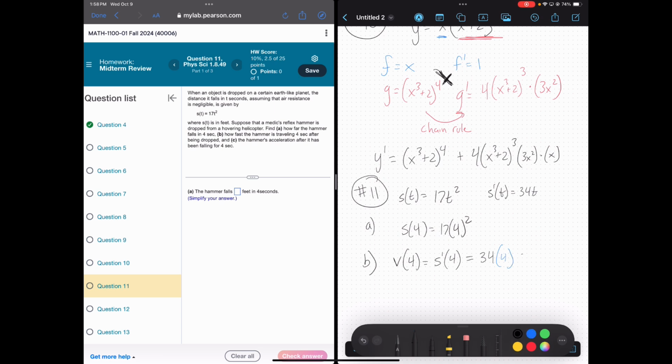Okay. Last, the hammer's acceleration after it's been falling 4 seconds. Well, that's obviously asking about acceleration. And if you remember, acceleration is just the double derivative, the second derivative. If I take the derivative of 34t, I'm just left with 34. Notice, interesting, there's no place to plug in a value.